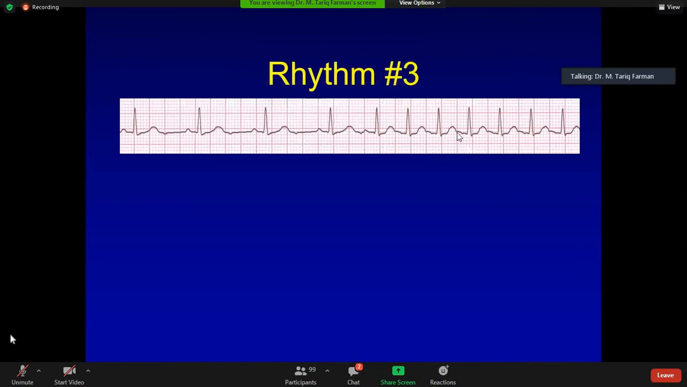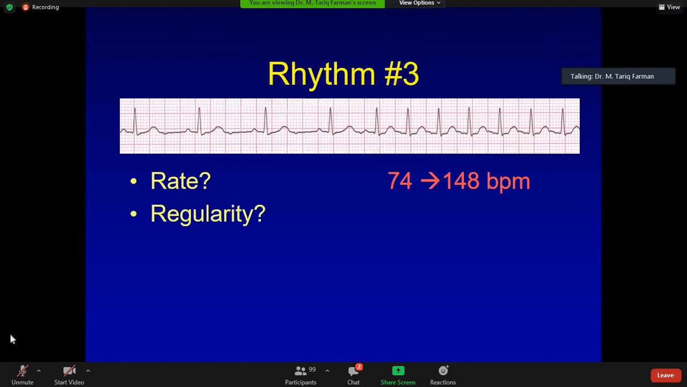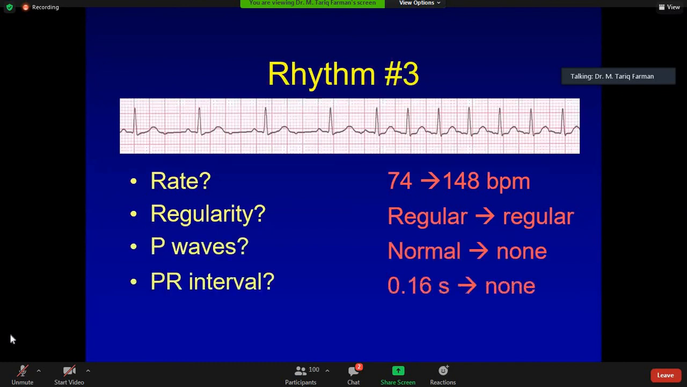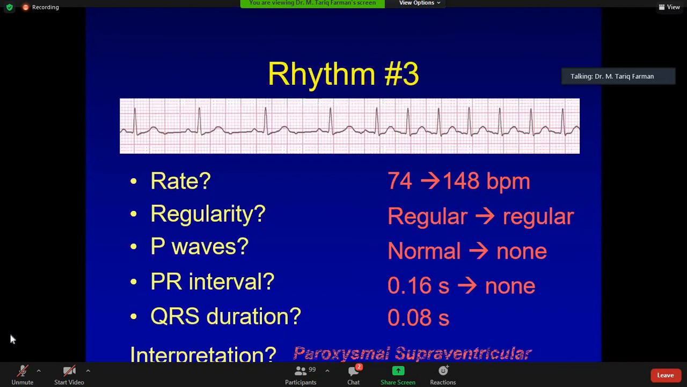No obvious P wave. You can see P and P interval over here, but there's no definite P wave over here. So what is this? 75 to 148 heart rate, and regular. P waves normal to none. P interval 0.16 to none. 0.16 over here, but no P interval over here. QRS duration 0.08. Interpretation: supraventricular tachycardia. This is called paroxysmal supraventricular tachycardia.